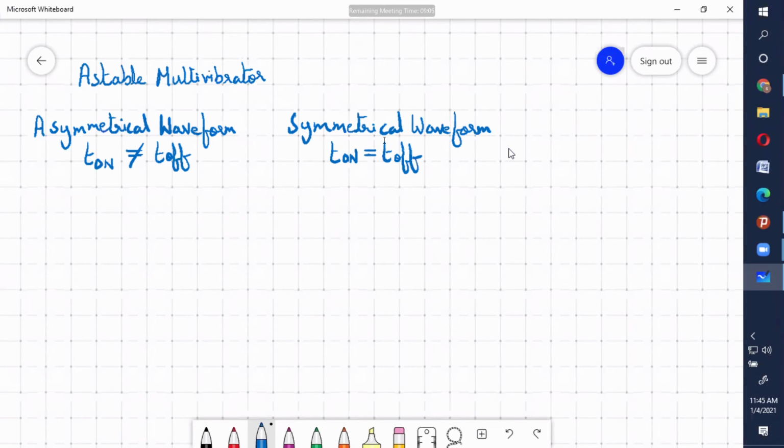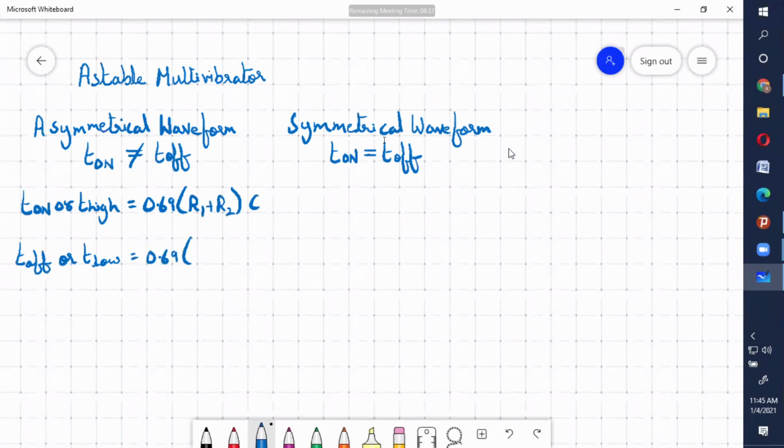We say it as T on or sometimes T high, which is given as 0.69 (R1 plus R2) into C. T off, or T low, is given as 0.69 R2 into C.